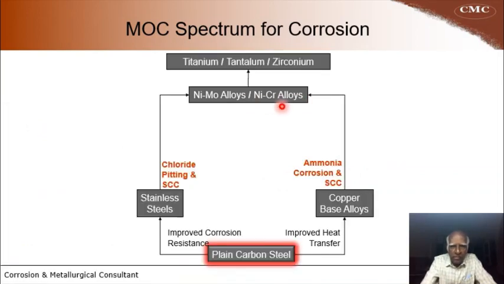Nickel molybdenum alloys and nickel chromium alloys, they also corrode under very heavy corrosion conditions. In those cases, very expensive materials like titanium, tantalum and zirconium are used. Titanium is very well known in chemical process industry for seawater applications. Tantalum is the ultimate corrosion resistance. Zirconium is used in special considerations like urea and nuclear plant, etc.